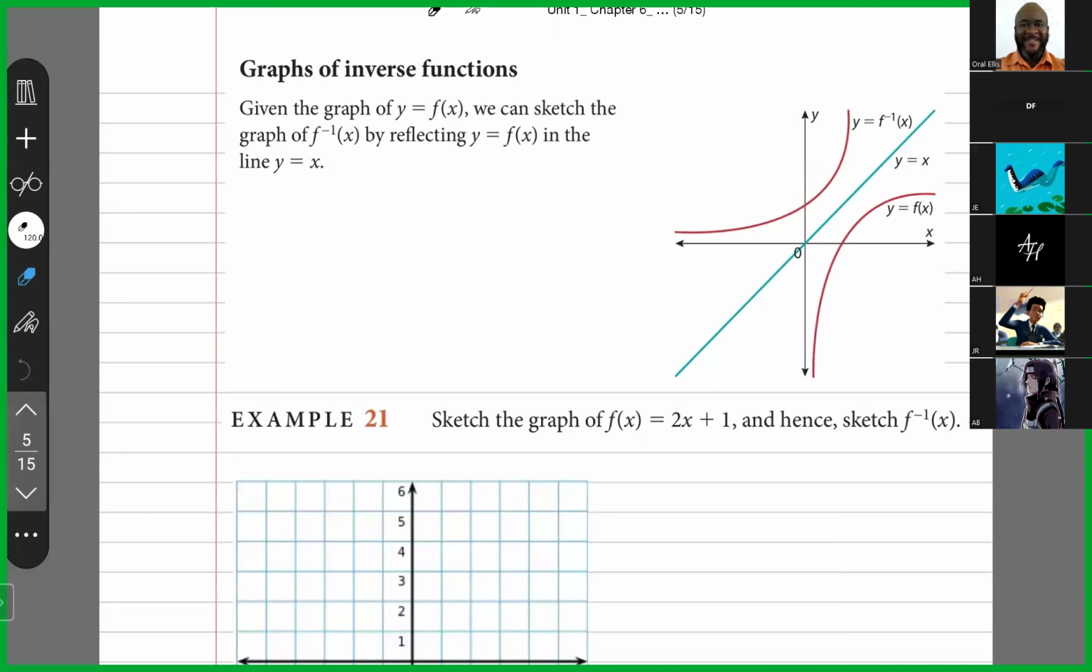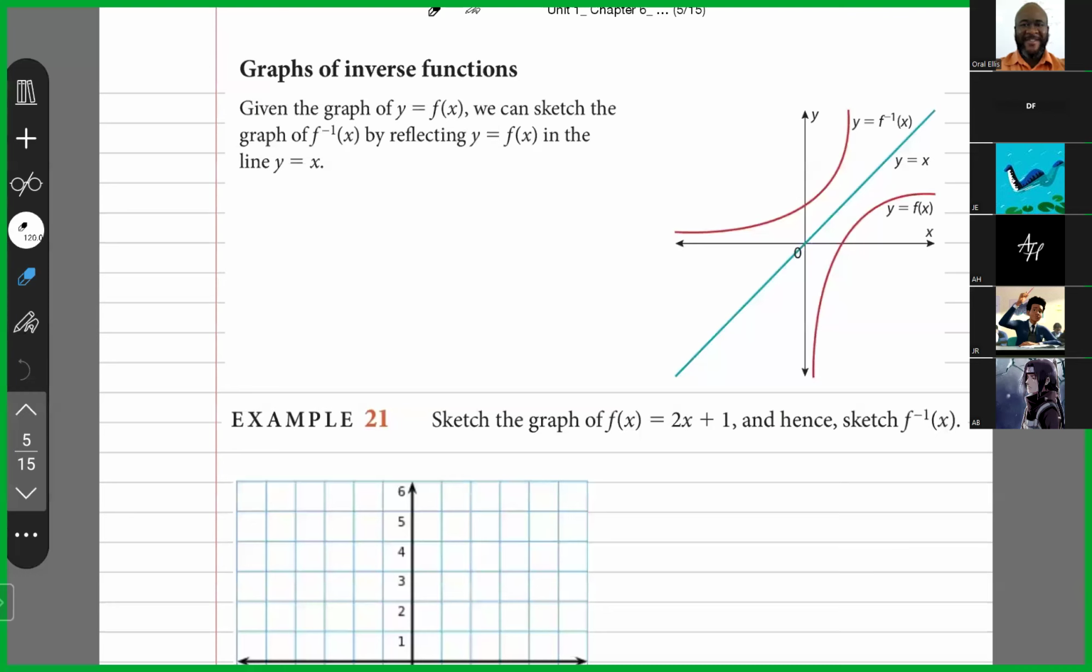And notice that the graph of a function and its inverse are mirror images of each other in the line y is equal to x. In other words, if I reflect the graph of y is equal to f of x in the line y is equal to x, the resulting graph, the image of y is equal to f of x, is f inverse of x.